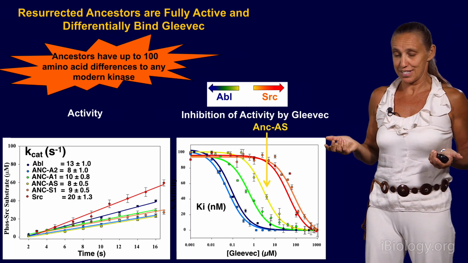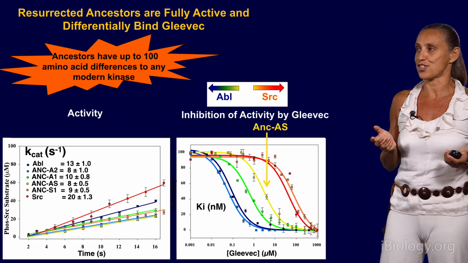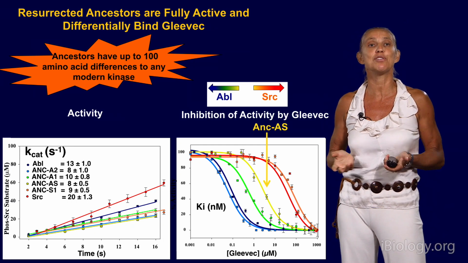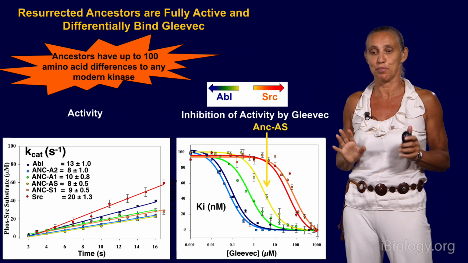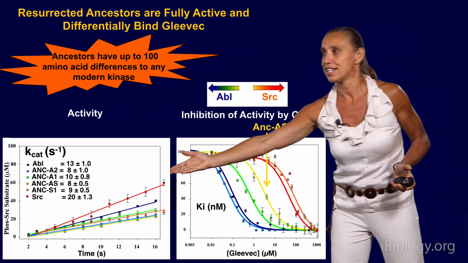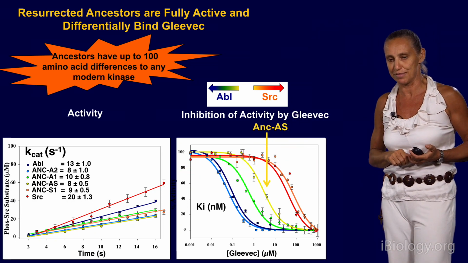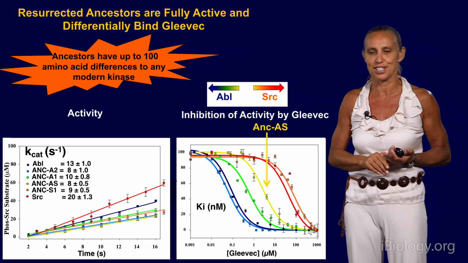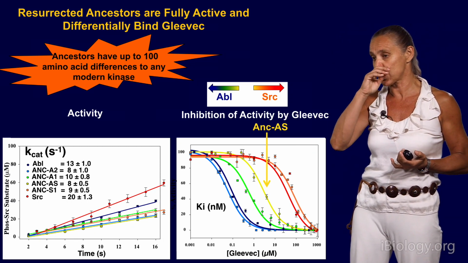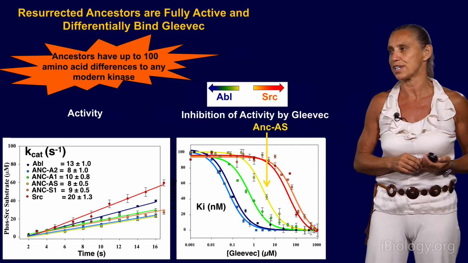I'm very much an optimist, but when my grad student told me that those ancestors have up to 100 amino acid differences in sequence to anything you find today in nature, I thought they would be unfolded and dead at the bottom of the tube. But he convinced me that all of them are fully active. So just think about it. I'm sure all of you have done some mutations to your proteins. You make 100 mutations and they're fully active. So that actually shows the power of our bioinformatics analysis to calculate correct sequences.